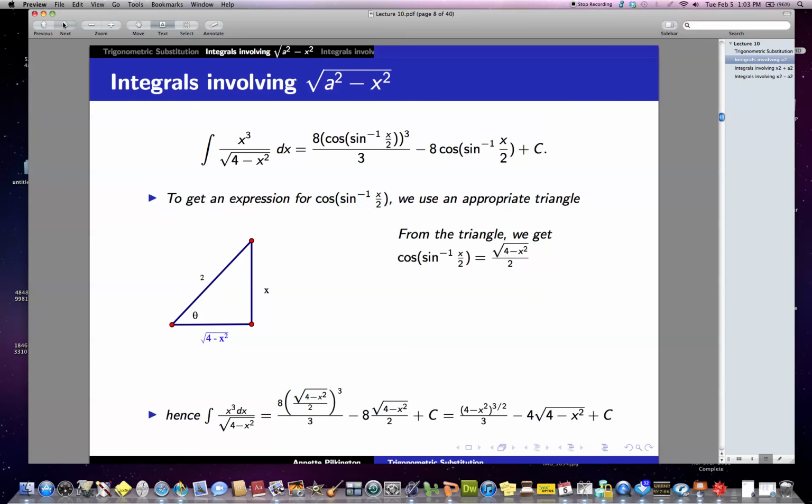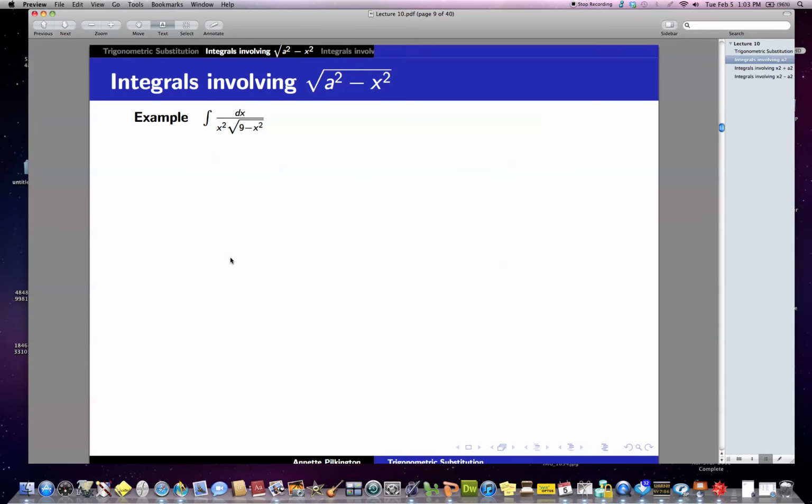And this means my integral now becomes 8 times that cubed over 3 minus 8 times that. And that's equal to, when I tidy it up, 4 minus x squared to the 3 over 2 over 3 minus 4 times the square root of 4 minus x squared plus c. I can make the same substitution here. I have a different a, so you can play with that before class.